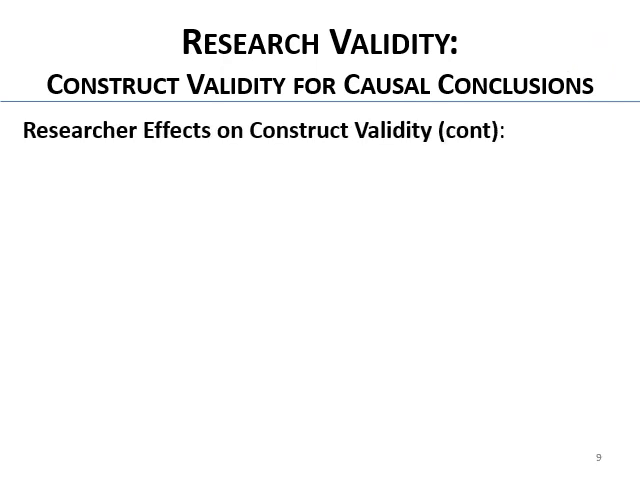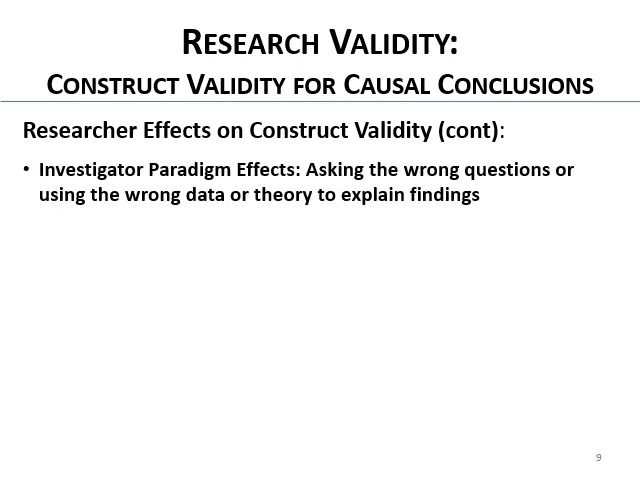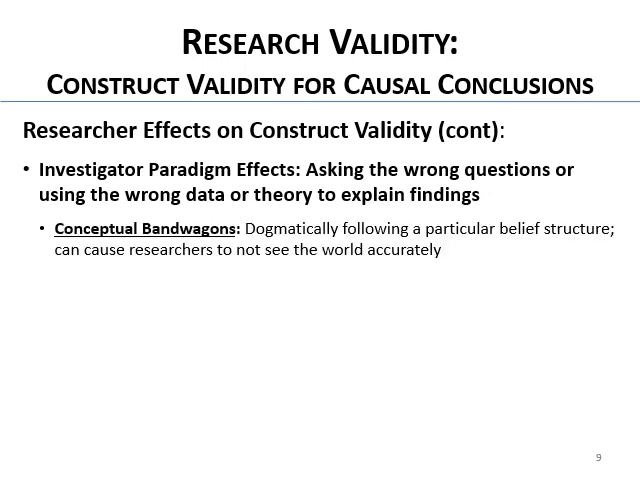So finally, just continuing on with our researcher effects on construct validity, there's also something we haven't talked about. We've talked about paradigms, which are broad views of seeing the world. There's also something called investigator paradigm effects. This is when you lack construct validity in your study because the researcher, based on their paradigm, their broad set of beliefs, is asking the wrong questions or using the wrong data or theory to explain findings that they get. And a piece of that is what we call conceptual bandwagon.